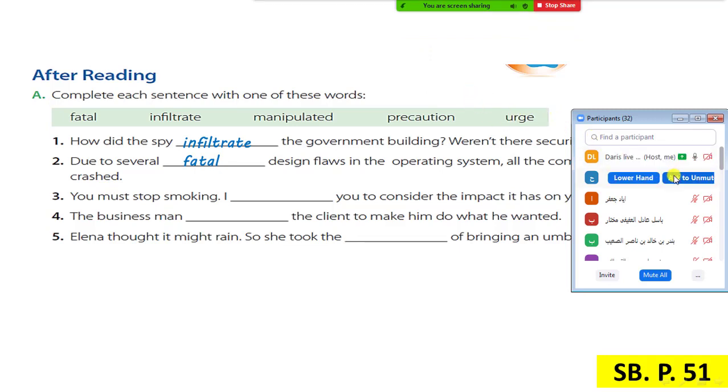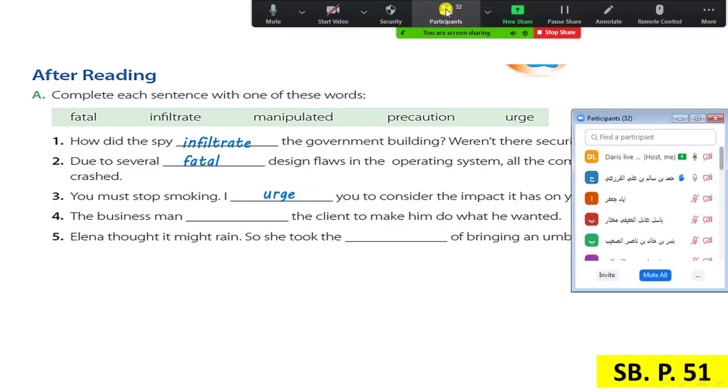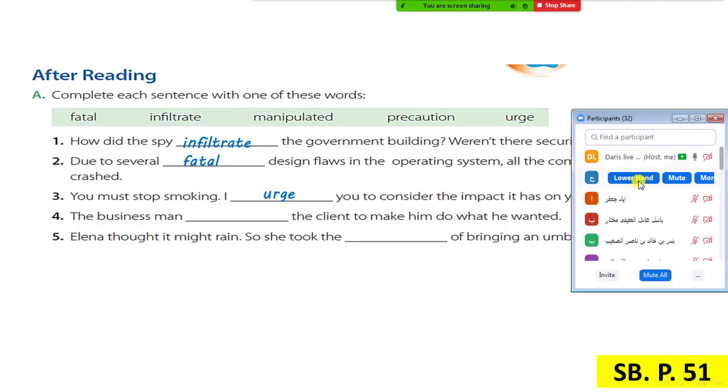Number three. Okay, Hamad. You must stop smoking. I urge you to consider the impact on your body. Yes, I urge. Very good. I urge you. Okay, thank you, Hamad. Number four.